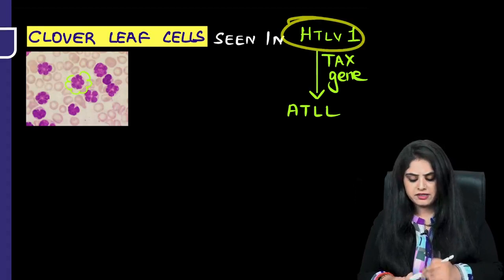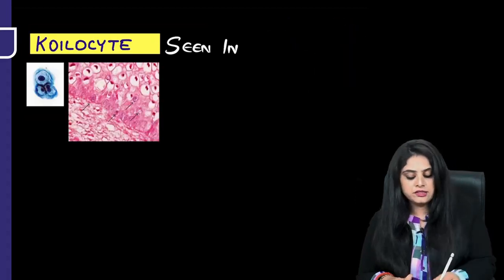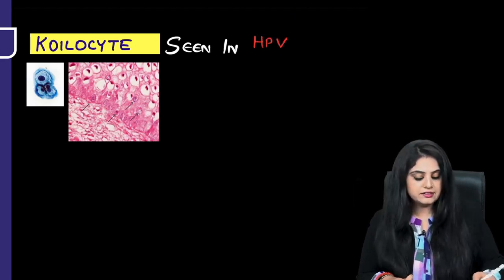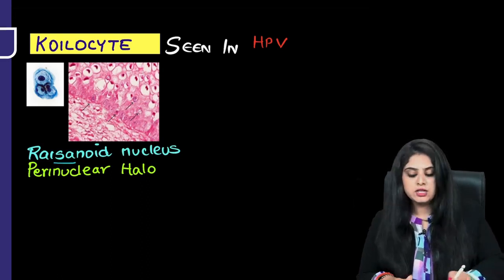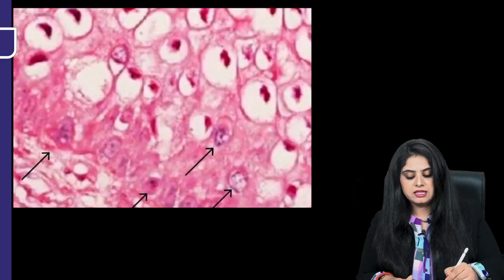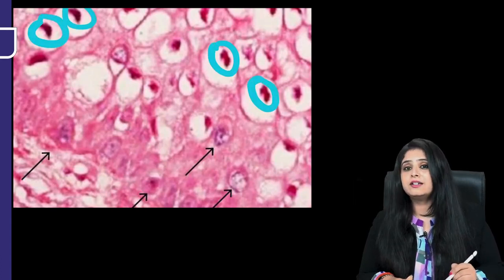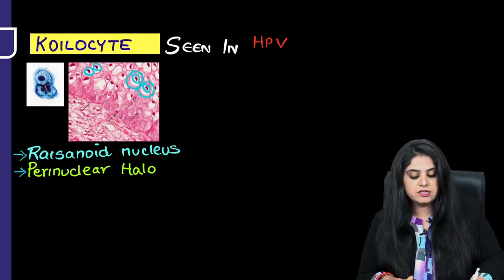Because we are talking about viruses, why don't we talk about the others also? Where do you see koilocyte? Koilocyte is seen with human papilloma virus. How is a koilocyte going to look? It's time for you to identify your favorite dry fruit, that is raisin. Raisin is kishmish. So the nucleus is going to look extremely shriveled and dark, like a raisin, so a raisinoid nucleus. And around the nucleus, there is a perinuclear halo. You can see a white area around it. So there's a raisinoid nucleus with a perinuclear halo.